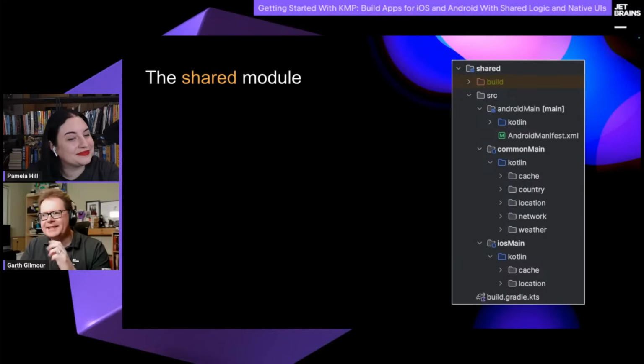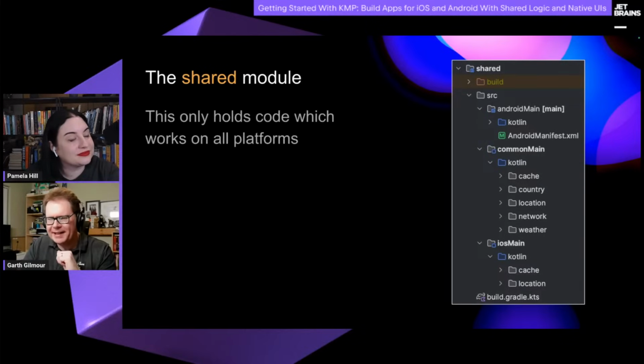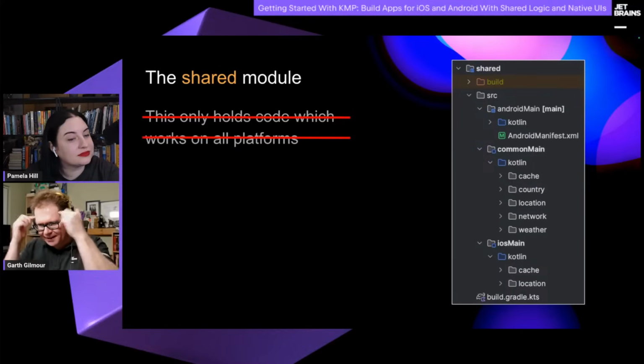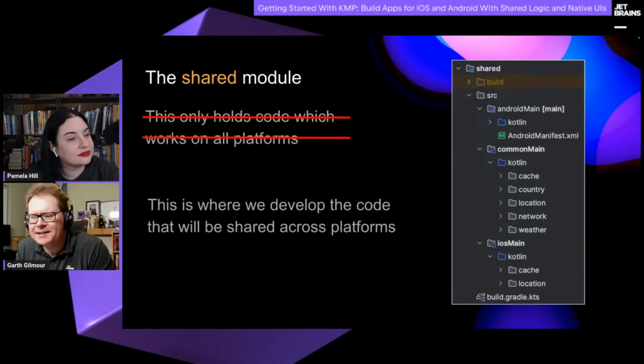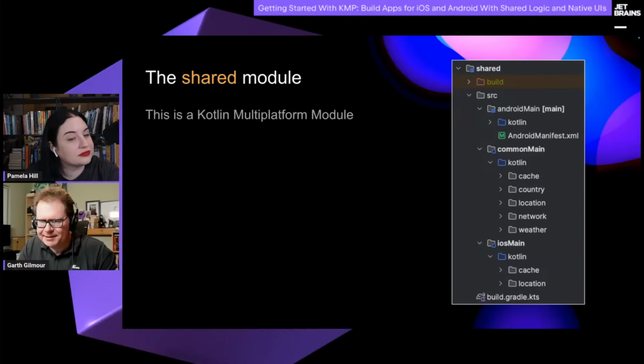And if I can teach you one thing about Kotlin Multiplatform, it would be don't make the mistake I did. Don't think that this shared module only holds code which works on all platforms. That is not correct. If you think that, it'll send you off in the wrong direction. Instead, this module is where we develop the code that will be shared across different platforms. Now I am aware that that's a subtle distinction, so let me dig into that and explain what I mean.